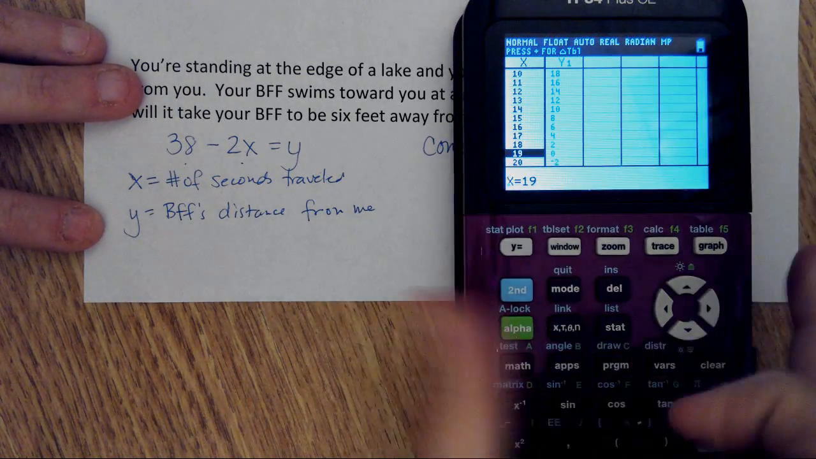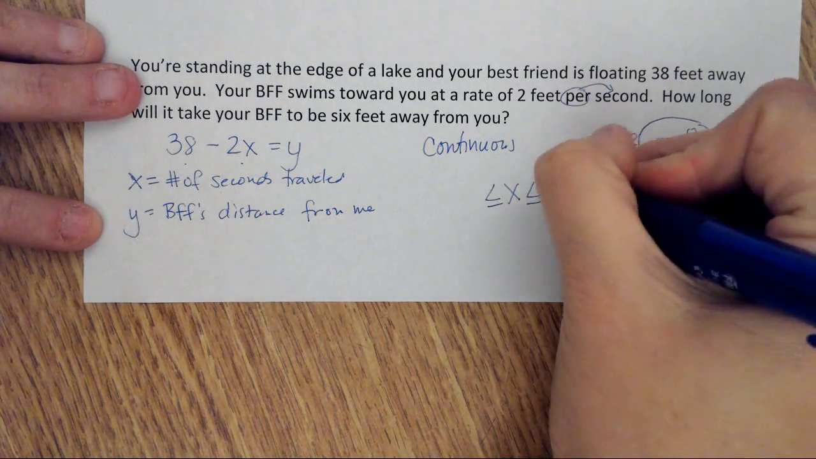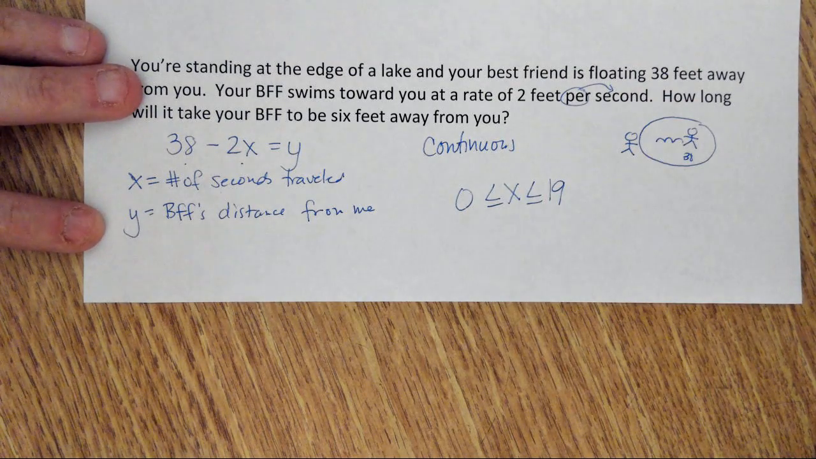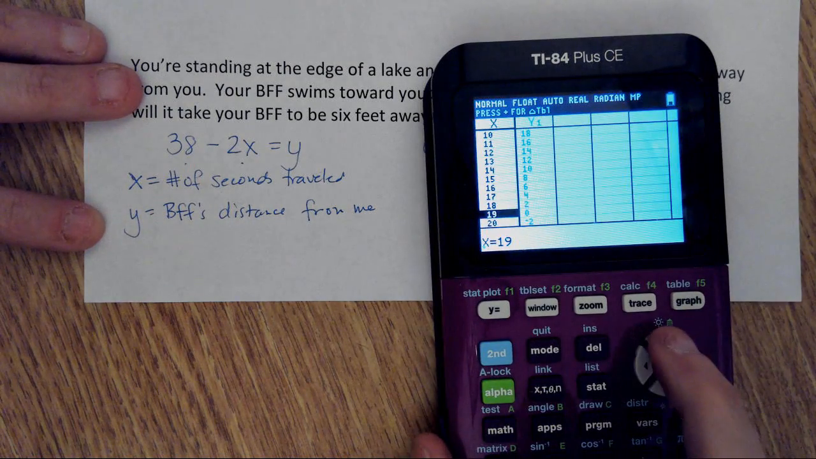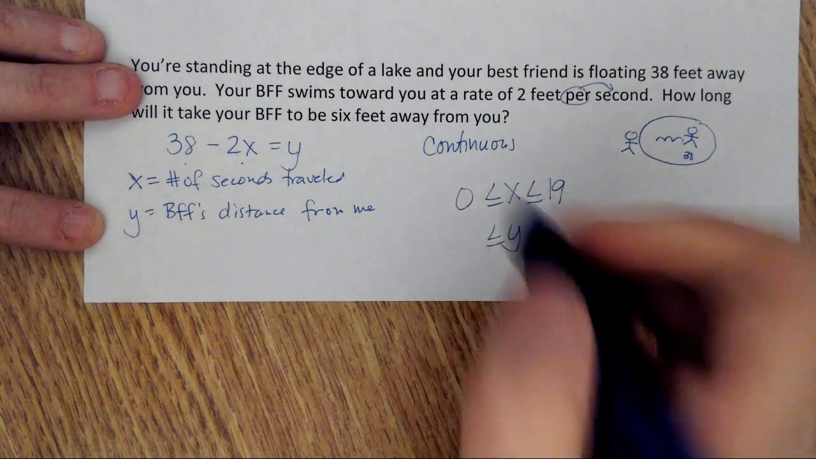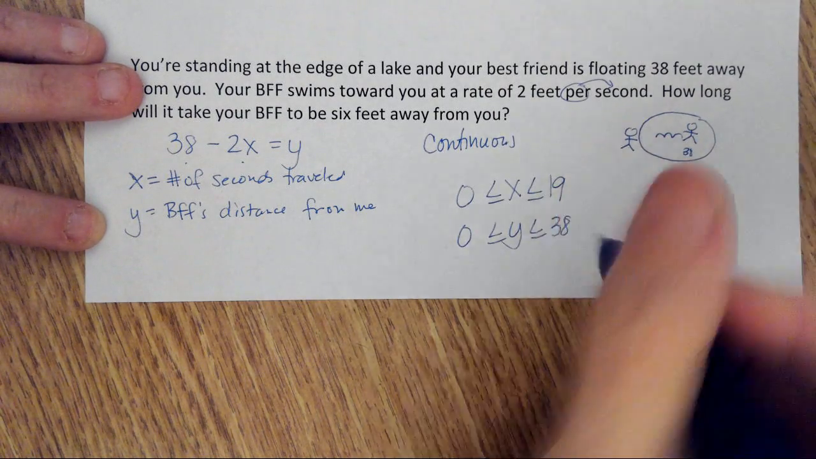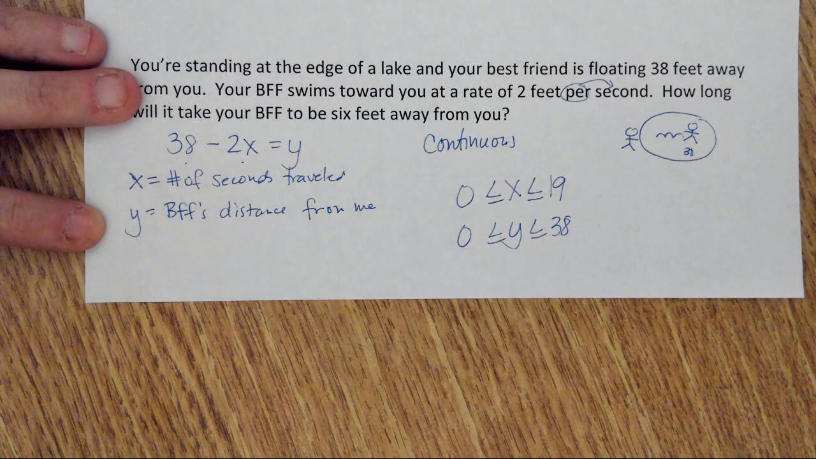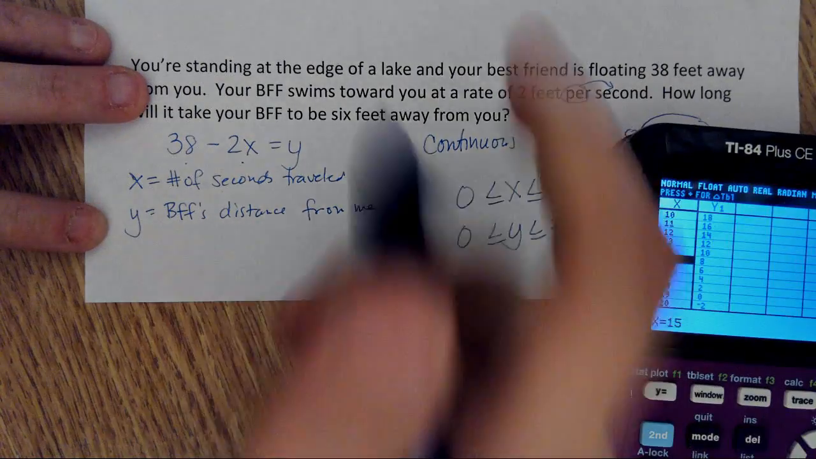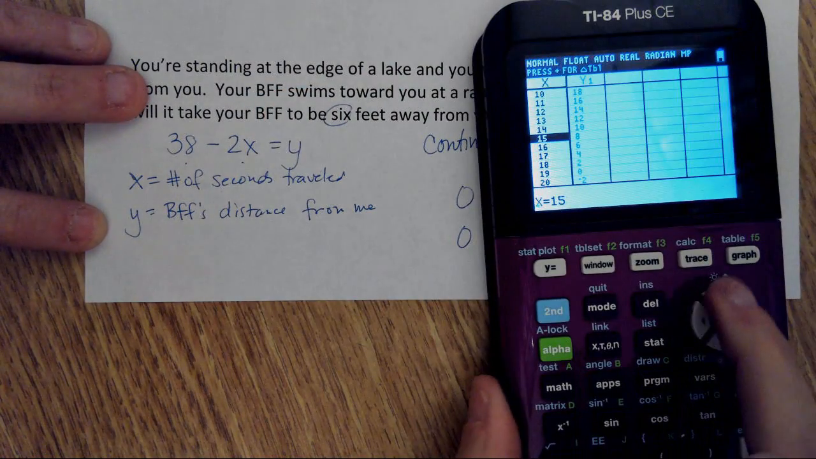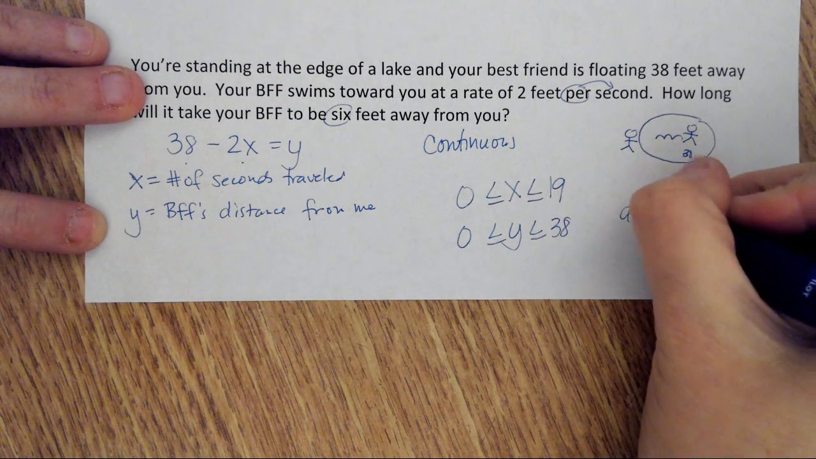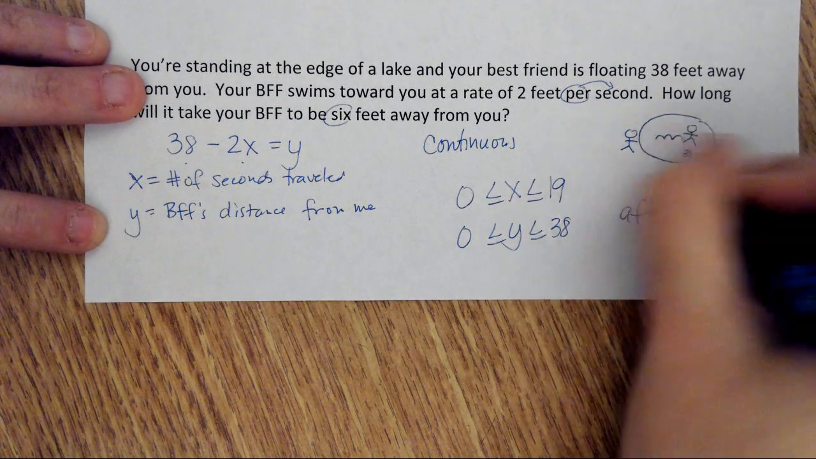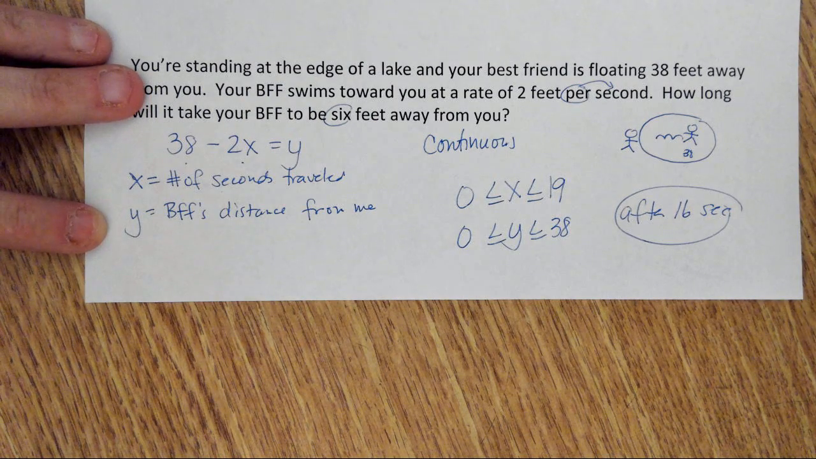So she could be running for up to 19 seconds. Or she could be at the point where she hasn't started running yet. Okay? My y values, if I look at them, she is anywhere from 0 to 38 feet away from me. Now, the question they asked is, when is she going to be 6 feet away from me? Well, she's going to be 6 feet away from me after 16 seconds. Okay?